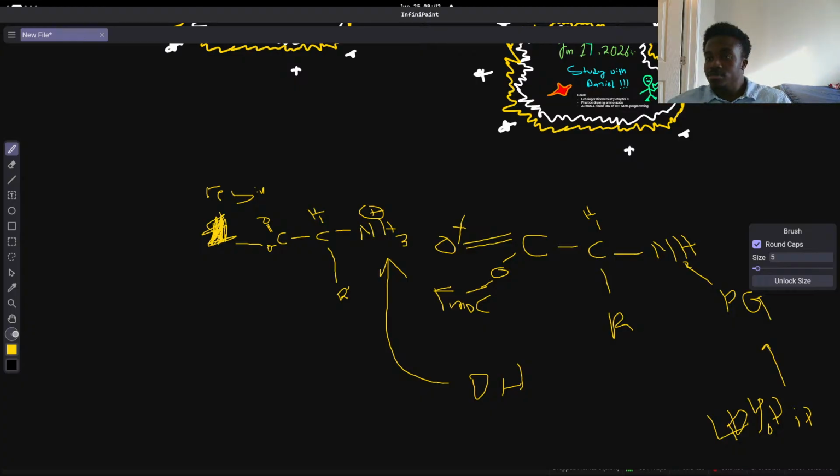Alright, peace out. I think now we know what HCTU does: again, it's just for the activation of the carboxylate on the incoming residue. And then DIPEA deprotonates the amine on the resin-bound peptide, the growing peptide that is already attached to the resin.